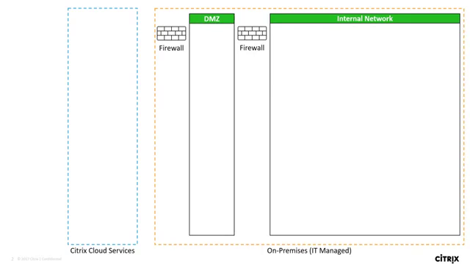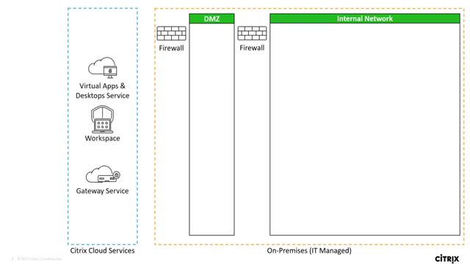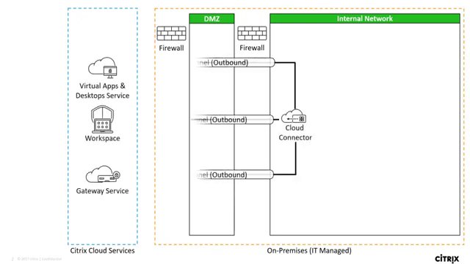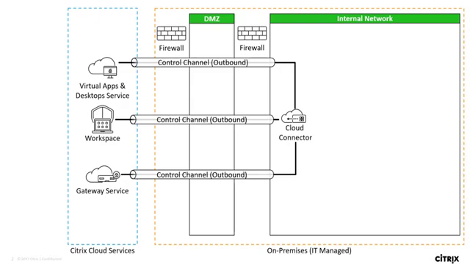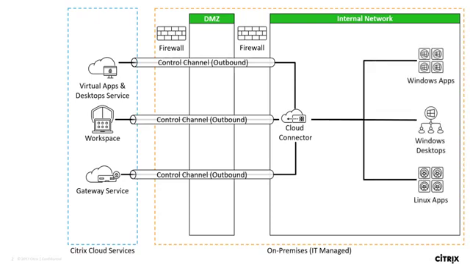In our cloud environment, we have the Virtual Apps and Desktop Service, we have the Workspace Experience, and then the Gateway Service. In the on-prem data center, we implement cloud connectors that create secure outbound connections to those cloud services. From there, the cloud connector is able to allow the cloud services to create and manage your on-prem virtual desktops. They could be Windows published applications, Windows desktops, or Linux apps and desktops as well.